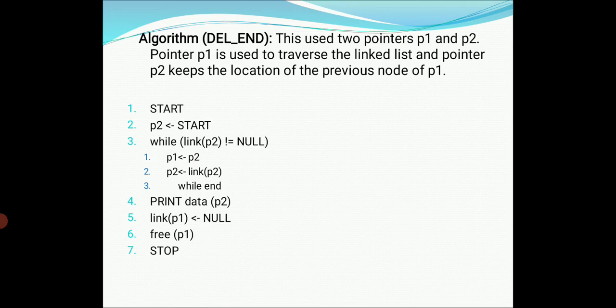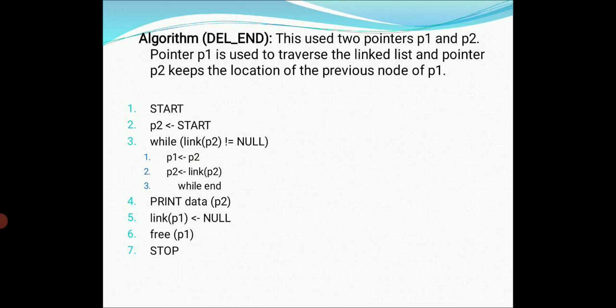P2 is assigned the address of the starting node. Then while the link of P2 is not equal to null, P1 becomes P2, and then P2 becomes the link of P2. This is tracing out the concept of finding the last but one, the second last node.